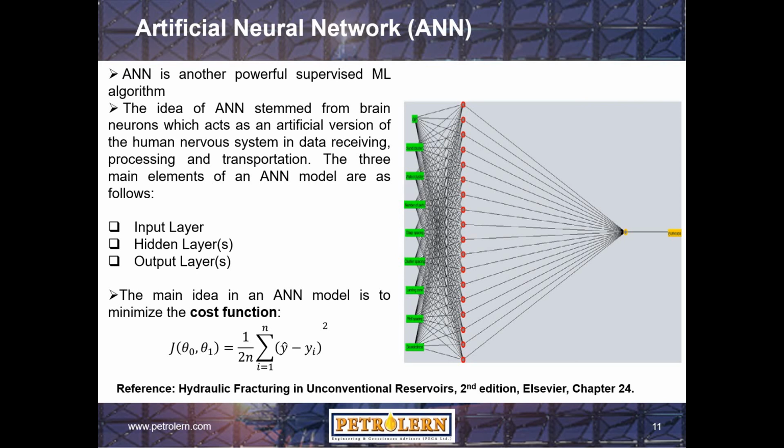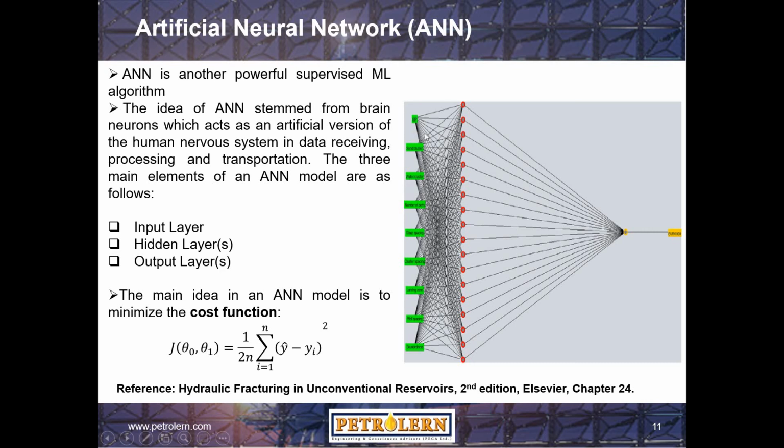The best way to explain the neural network is to look at this figure on the right hand side, okay? As opposed to support vector machine, where you're trying to maximize the margin, in ANN you're trying to minimize a cost function. That cost function is simply the difference between your actual values and your predicted values. This equation can be used as the cost function, or sometimes, if you look at Python, you can call it the loss function.